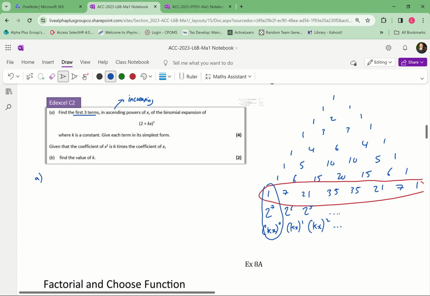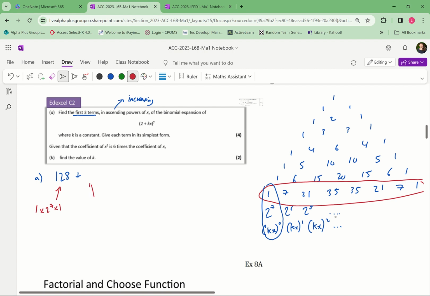2 to the power of 7 is 2 times 2 times 2 times 2 times 2, that's to the power of 5, 64, and then times 2, 128. So 128 is the first term, plus the second one will be 7 times 2 to the power of 6 times kx. So that will be, just write down under here what this was. So this was 1 times 2 to the power of 7 times 1. That's where it came from.